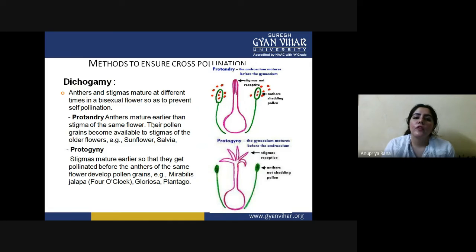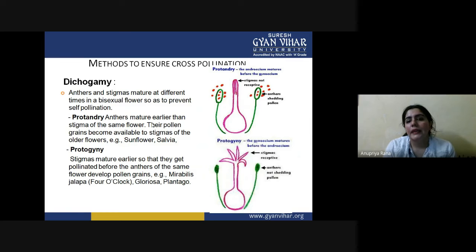Now, the methods to ensure cross pollination. Some of the other methods, as these were the agents, now these are the methods which are going to ensure cross pollination. The very first is dichogamy. Let's take the definition: anther and stigma mature at different times in a bisexual flower so as to prevent self pollination.